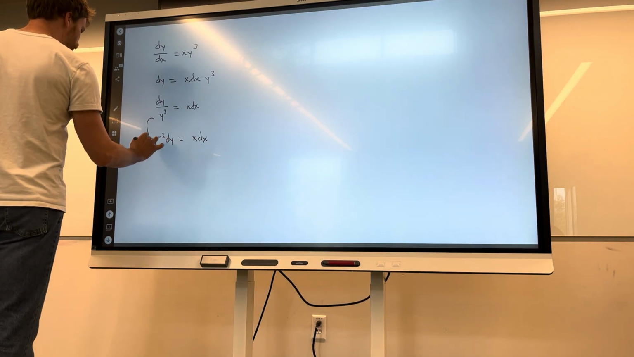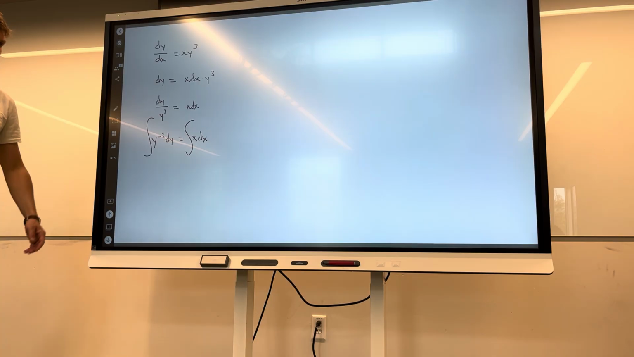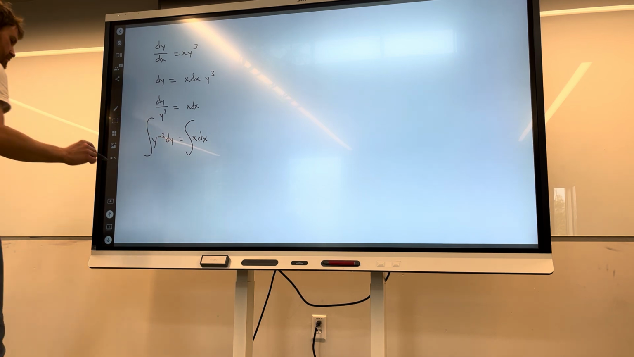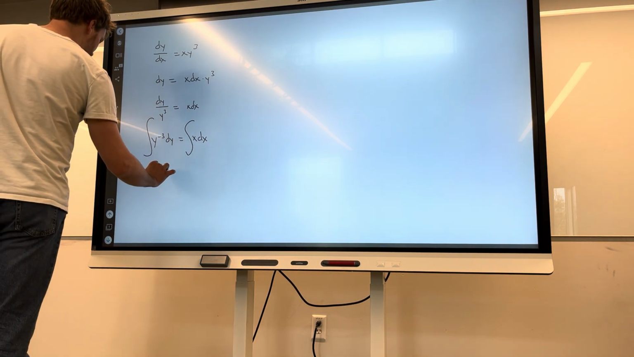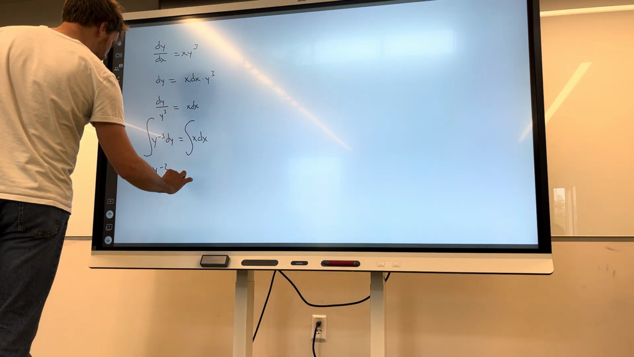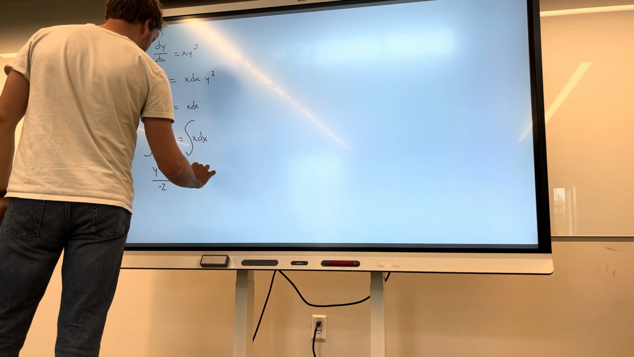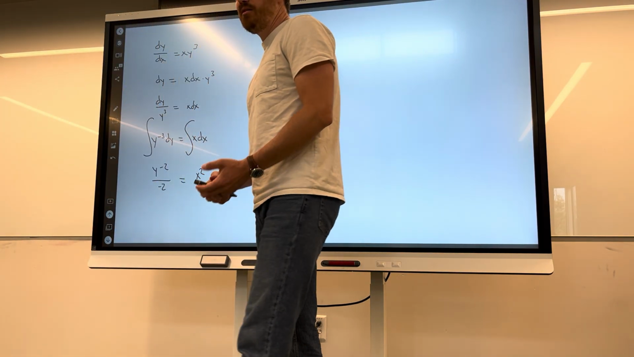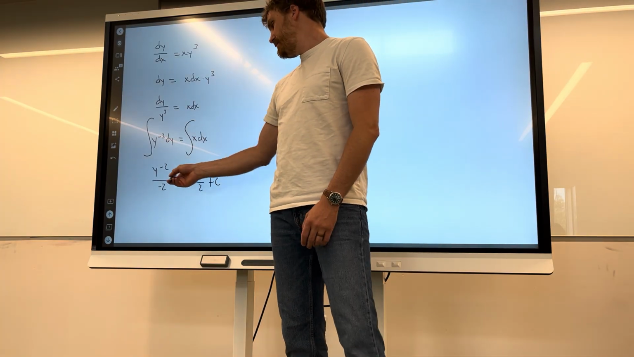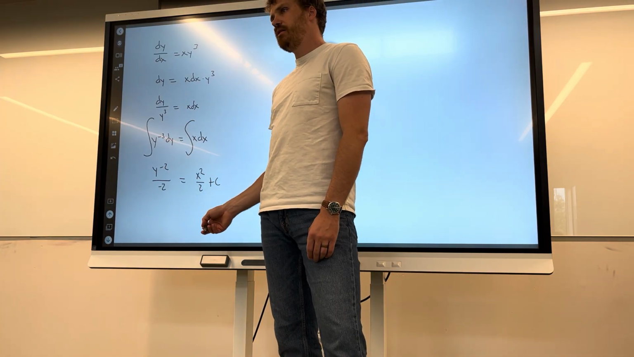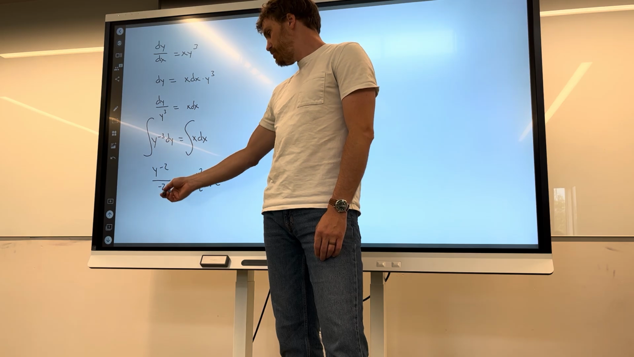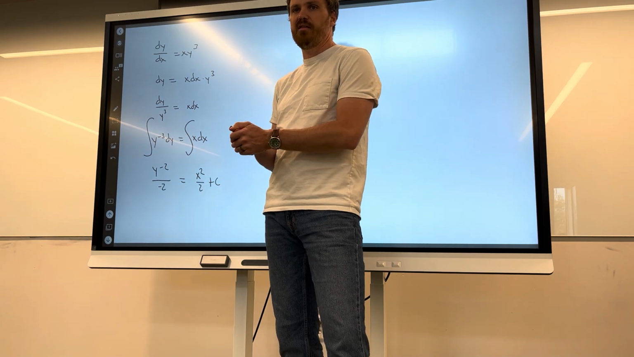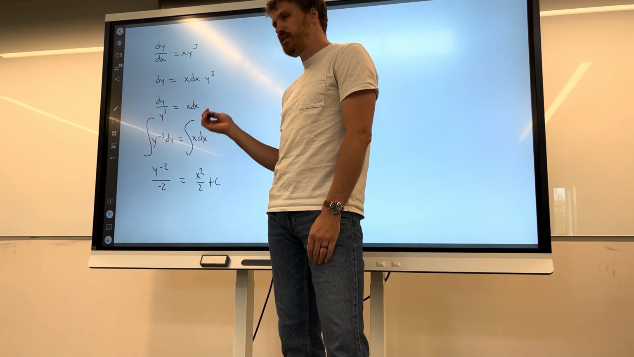Integrate both sides. Bada bing, bada boom, like so. Lovely. Power rule. Y to the negative 2 divided by negative 2 is equal to x squared over 2 plus c. A reminder, you don't need to add plus c on both sides, because then you could just subtract that c over here and combine them together. So you only need to add plus c on the x side.